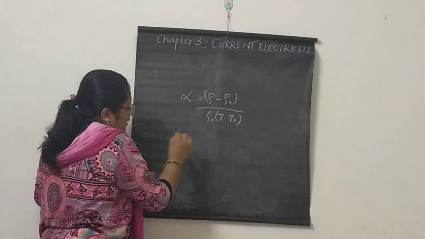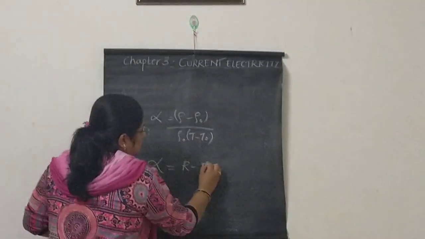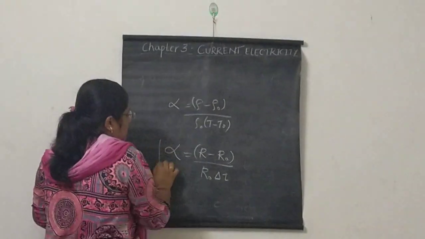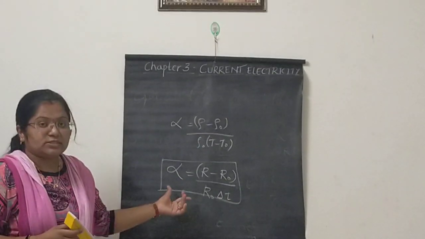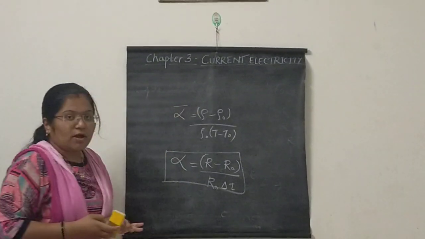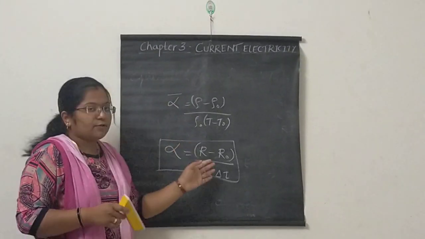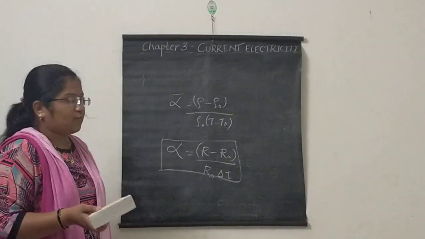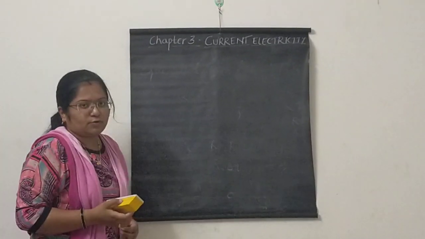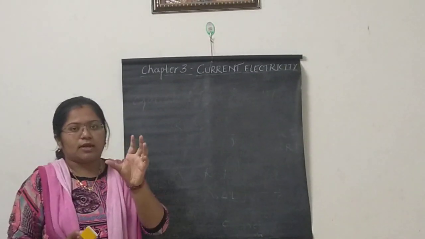One more is there, the temperature coefficient of resistance. How can we write it? R minus R naught divided by R naught into delta T. So this is the temperature coefficient of resistance. This is the temperature coefficient of resistivity. You just consider this as alpha bar. In your notes also you change it to alpha bar. So these two things we are going to use while solving the problems. For that purpose they are useful: temperature coefficient of resistivity and temperature coefficient of resistance. Okay. So this completes one small bit in current electricity.